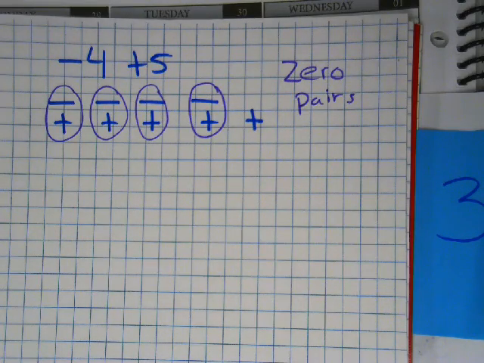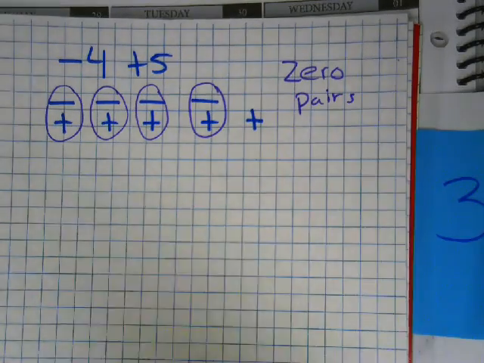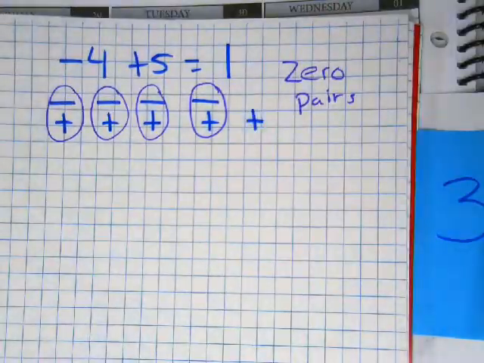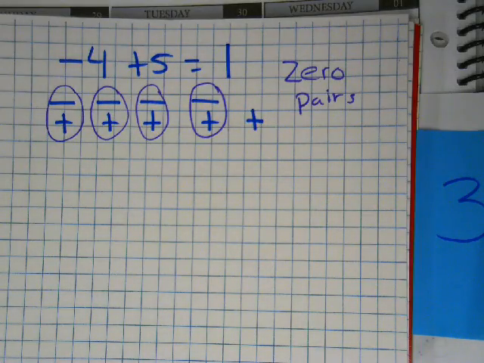So I have 4 negatives. 1, 2, 3, 4. How many positives? 5. 1, 2, 3, 4, 5. And our answer is positive 1. Our answer is what you don't circle. So here I did not circle a positive 1, so my answer is positive 1. Now, do I write a little positive sign? Nope. If it doesn't have a positive sign, that means it's positive.